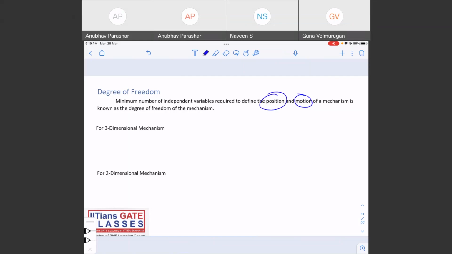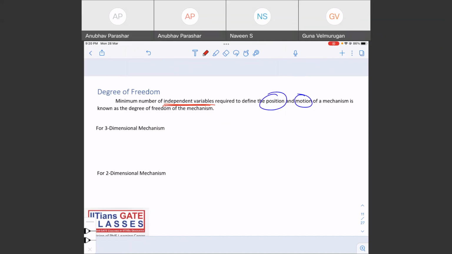So what about position? The position and motion are all interrelated, right? If you know the position of an object, you can determine its motion, or vice versa. If you know the motion, you can determine the position. So what we want is, how many independent variables do you need to know to determine the position and motion of a mechanism? Not just position or motion, but position and motion of each and every link of a mechanism. How many variables should I give you? How much data should I give you?